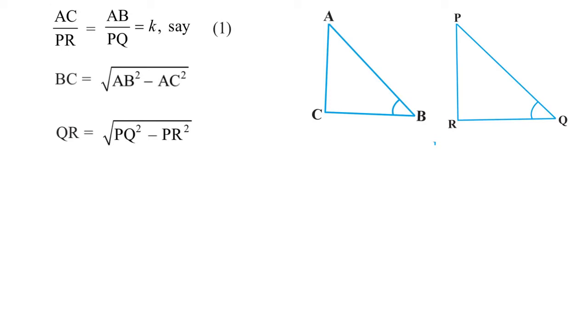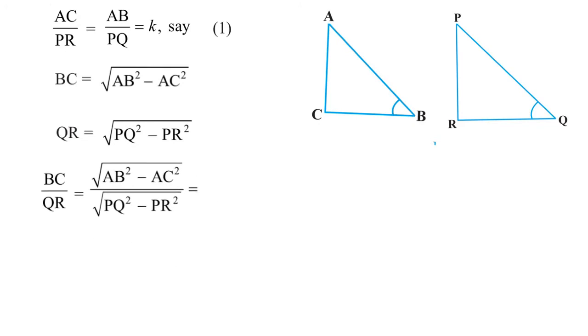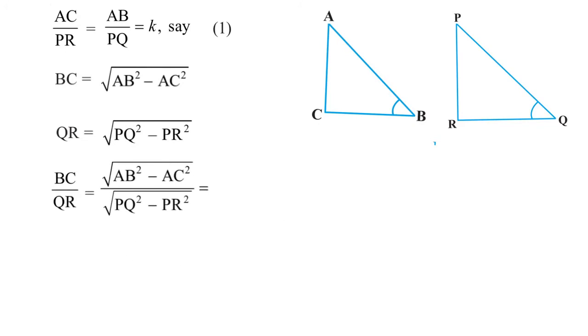Take the ratio BC over QR. How much will that be? It's going to be the square root of AB squared minus AC squared over the square root of PQ squared minus PR squared. But observe over here, what's AB equal to? AB is equal to K times PQ and AC is equal to K times PR.